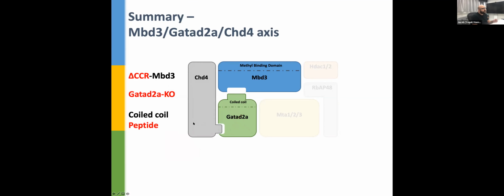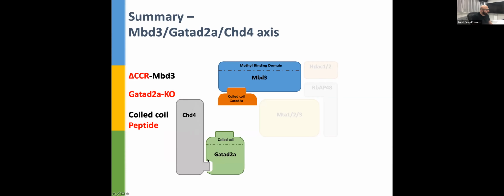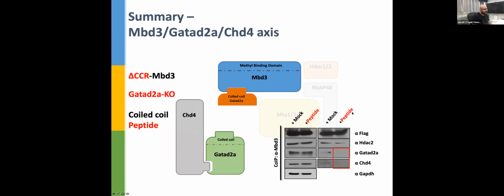Or we can even develop a peptide. This is again with help from the proteomics group at Tel Aviv University, who helped us design a peptide that can compete and actually block this activity. So you can see here again, if we add this peptide, we can block the IPing of Mbd3 with the rest of the complex of Gatad2a and CHD4.